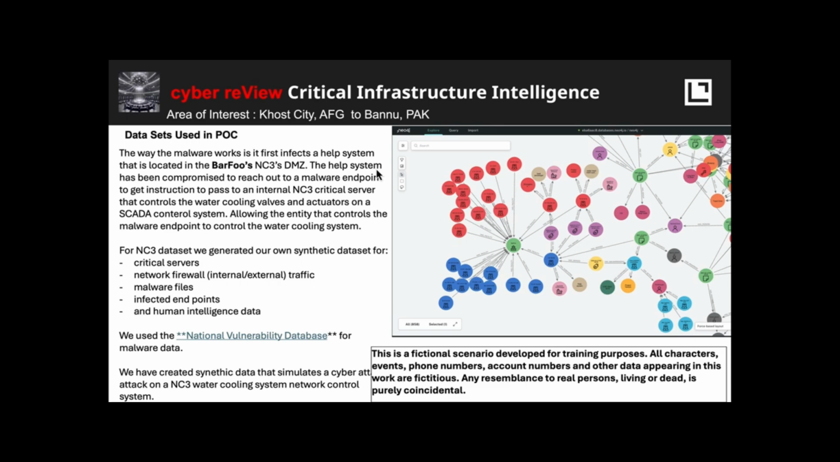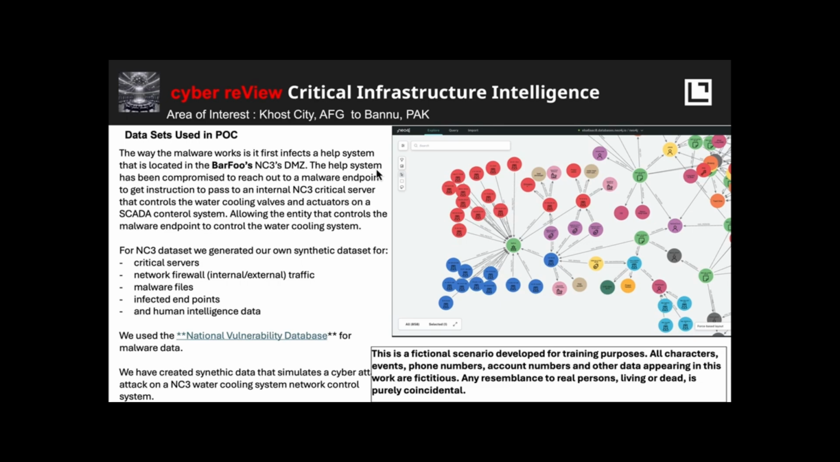And then I've already talked about the data set we're using for the use case on the cyber side, but just to kind of explain how the malware works here, just to give you an idea of what the story is supposed to sound like. It's a bit contrived, but you'll get the idea. So the way the malware works is it first infects a help system. So this would be a system in the Barfouz Nuclear Command and Control, DMZ facility.